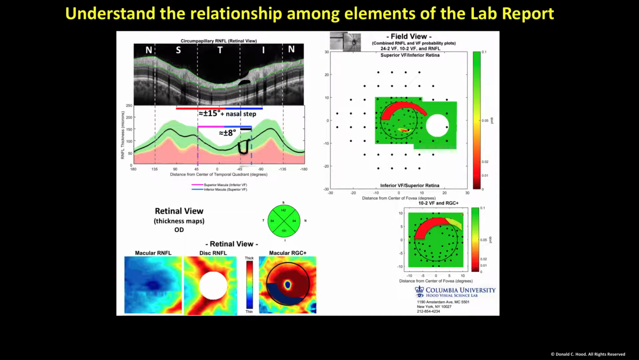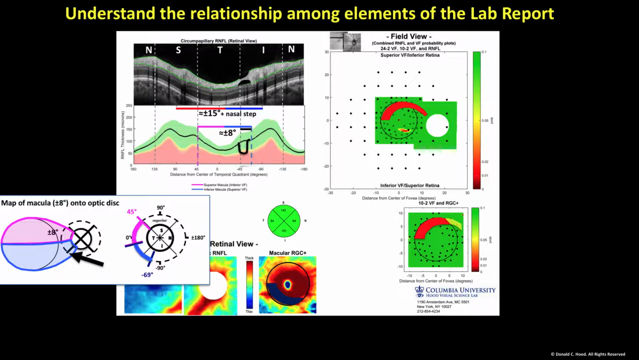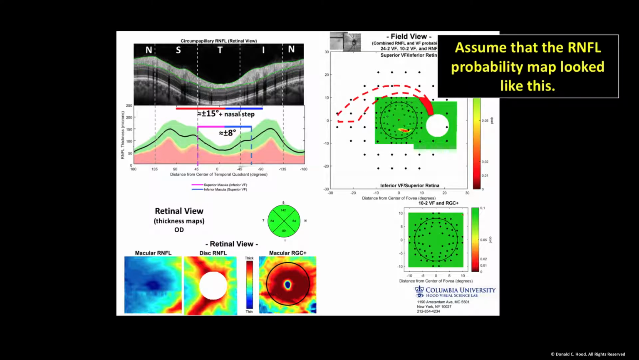Okay, so you want to understand the relationship among the various elements of the lab report. Right. Again, here, here, and here. So damage there, damage here, damage there, damage there, and there. All go together. Okay.